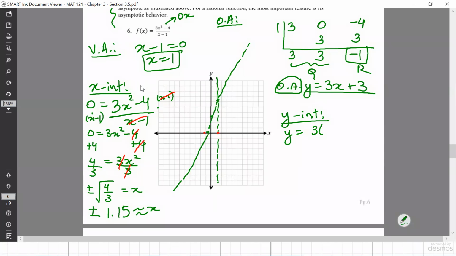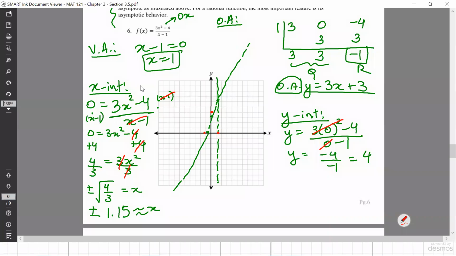So for y-intercept, we set our x equal to 0. So that would be 3 times 0 squared minus 4, over 0 minus 1. What do you think that guy will come out to be? -4, so just +4. Yeah, very good, because 0 times anything is going to be 0. So this becomes a 0. This is obviously already a 0. You're left with -4 over -1. So just one number above where your oblique asymptote was.